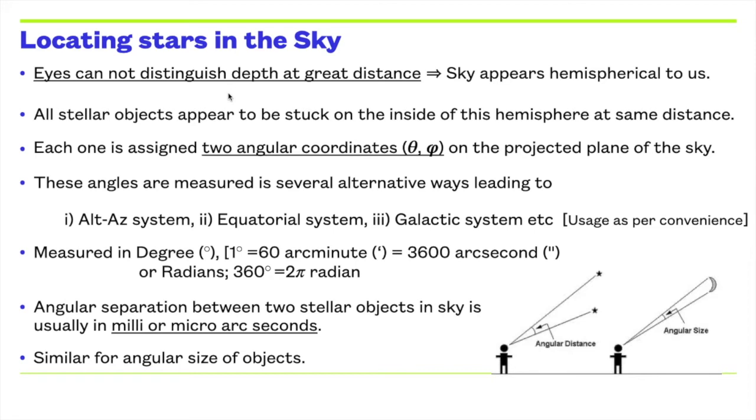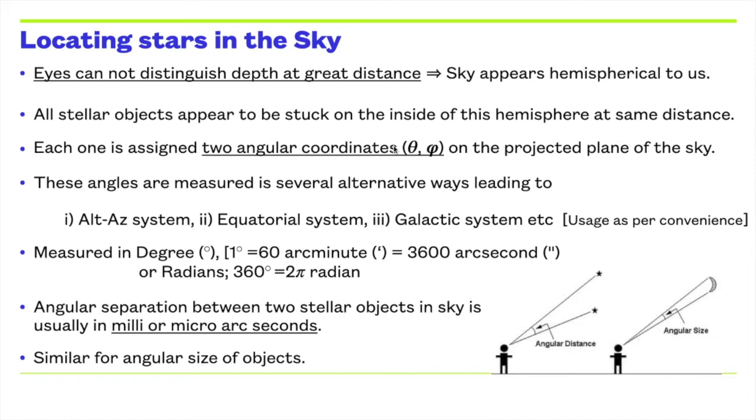As earth moves around its own axis, so every day sky rotates in the opposite direction, so the whole sky rotates, and all the stars, not just stars, any stellar object appear to us like they are stuck on the inside of this hemisphere. So to assign positions to them, we can use spherical polar coordinate.